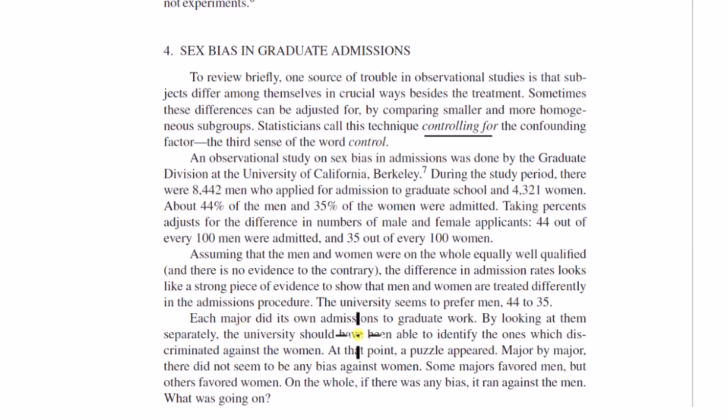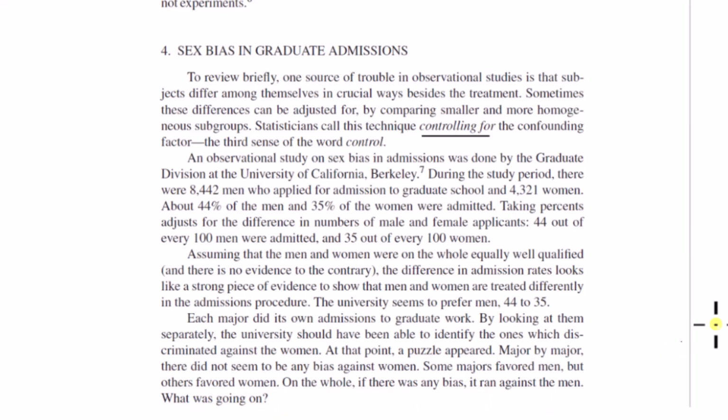Each major did its own admissions to graduate work, right? By looking at them separately, the university should have been able to identify the ones which discriminated against the women. At that point, a puzzle appeared. Major by major, there did not seem to be any bias against women. Some majors favored men, but others favored women. On the whole, if there was any bias, it ran against the men. What was going on?